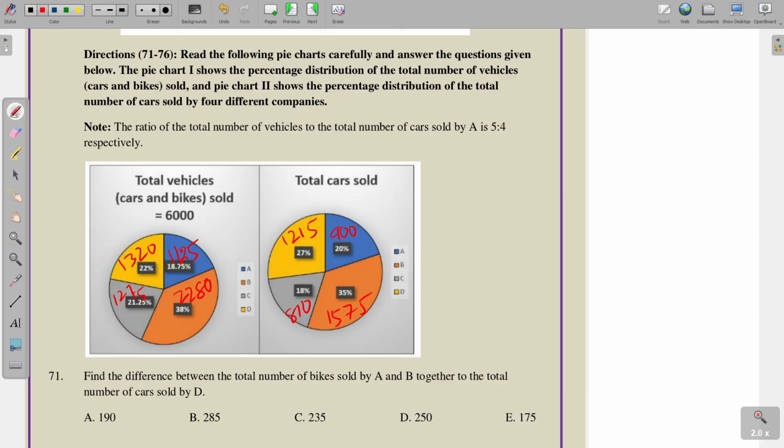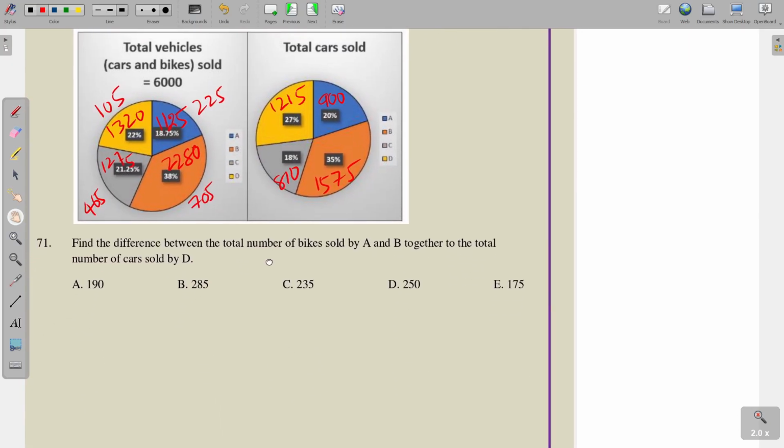Subtract cars from total vehicles, and we'll get the bikes also. It is 225 bikes for A, 705 bikes for B, 465 bikes for this one, and 105 bikes for this one. Now see the first question. Using this information, now write down the first question. What is that?